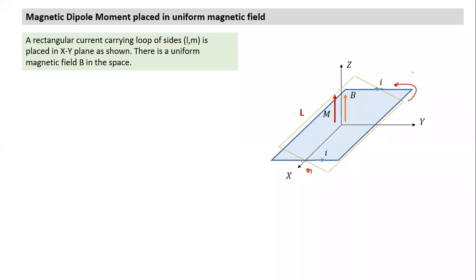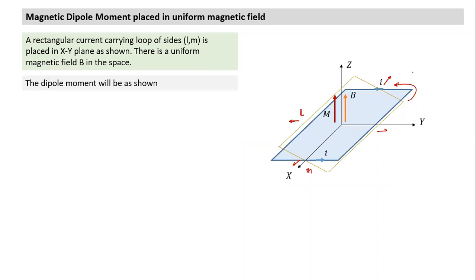So in this element, force will act in this fashion. Similarly, on this side, force will act in this direction. Everywhere, force is acting in the outward direction, and on opposite sides the forces cancel out, so net force is zero. This is what we know already. Whenever a rectangular loop is placed in a uniform field, it will not experience any net force.